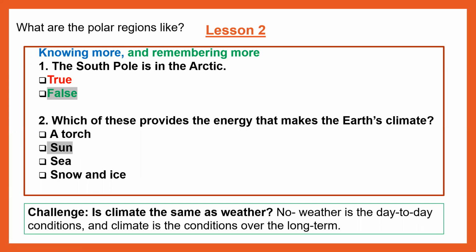So the South Pole is in the Arctic. This is false. Which of these provides the energy that makes the Earth's climate? The answer is the sun. And is climate the same as weather? No. Weather is the day-to-day conditions and climate is the conditions over the long term.